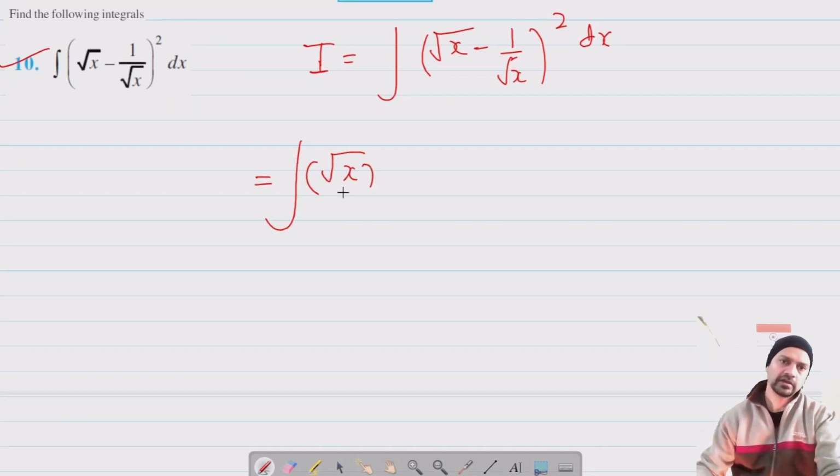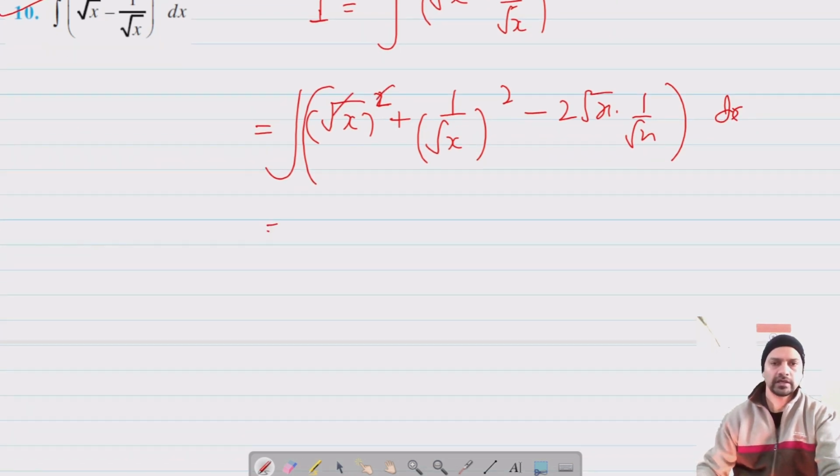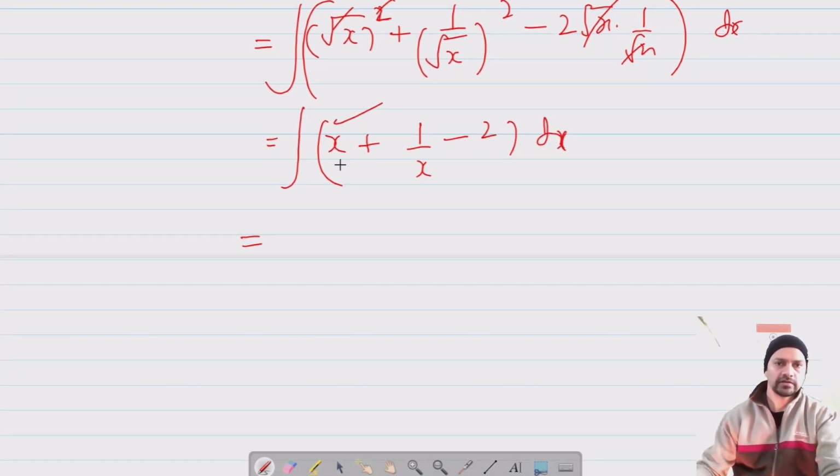So it's a square plus b square minus 2 into a into b, and root x the whole square is x. 1 by root x the whole square is again 1 by x. This gets cancelled, it's 2 into dx, and we have to find the integration of x.